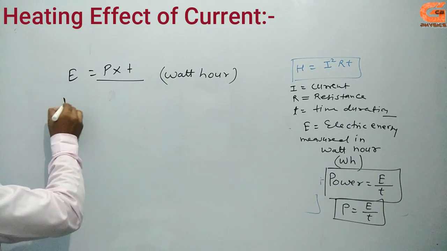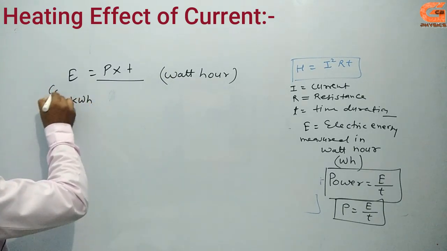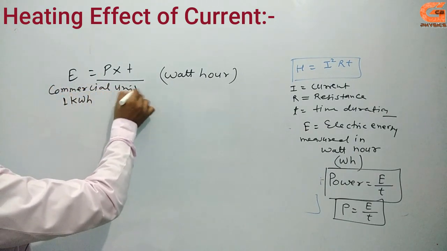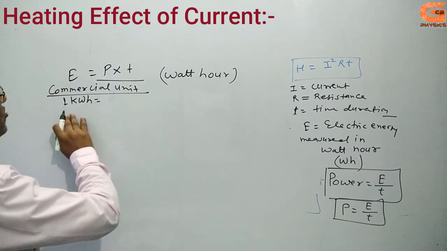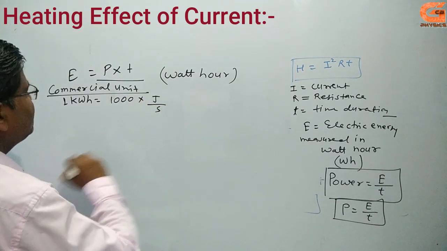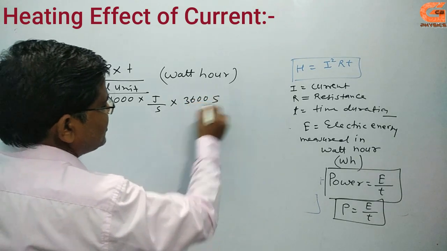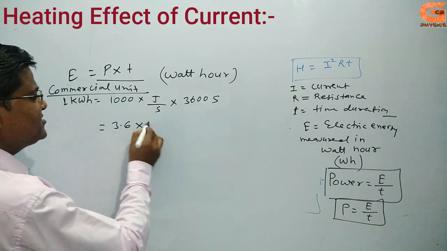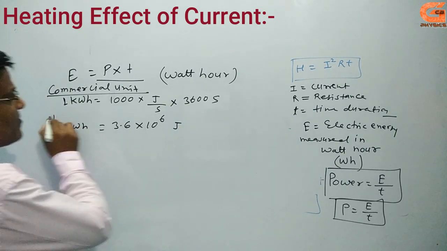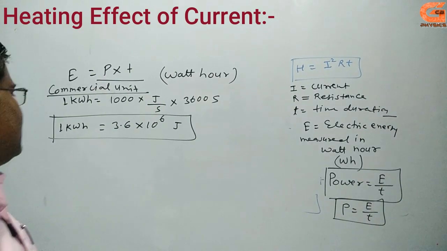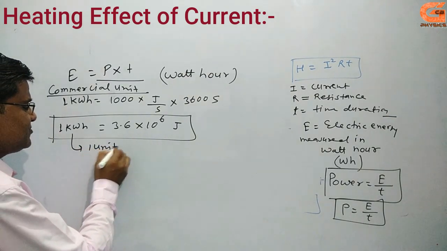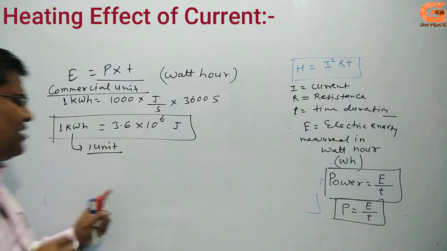And generally the commercial unit is 1 kilowatt hour. 1 kilowatt hour is equal to 1000 into joule per second into 3600 seconds, and it becomes 3.6 into 10 to the power 6 joule. This is equal to 1 unit.